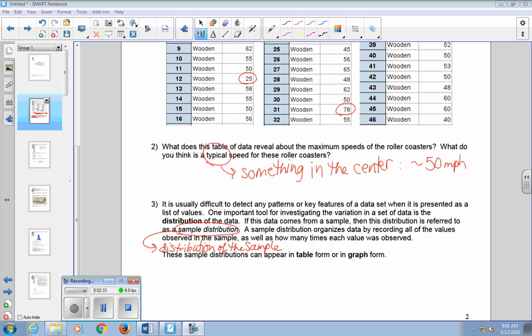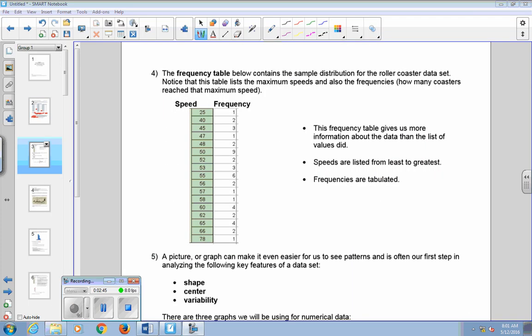A sample distribution organizes data by recording all of the values observed in the sample, as well as how many times each value was observed. These sample distributions can appear in table form or in graph form. Okay, so number 4, the frequency table below contains the sample distribution for the roller coaster data set. Notice that this table lists the maximum speeds and also the frequencies, which is how many coasters reach that maximum speed. So for instance, up in the top row, we can see that the speed of 25 miles per hour only occurred once. If you go somewhere in the middle, here's another example. 55 miles per hour appeared 6 times in the data set. 6 coasters had a speed of 55 miles per hour.